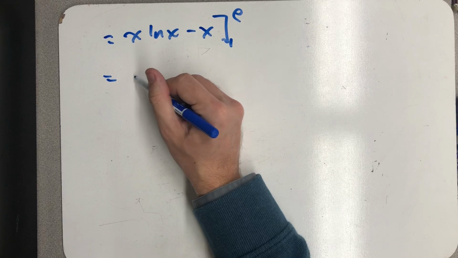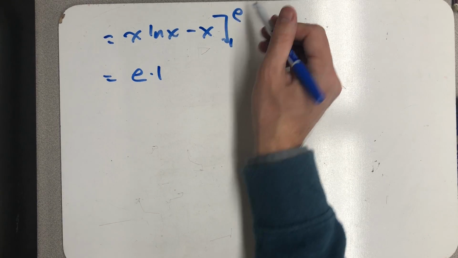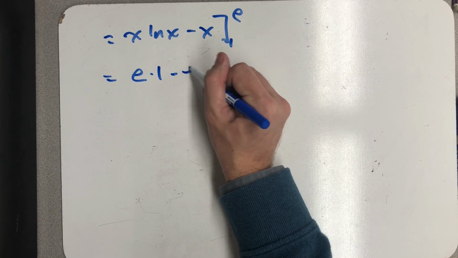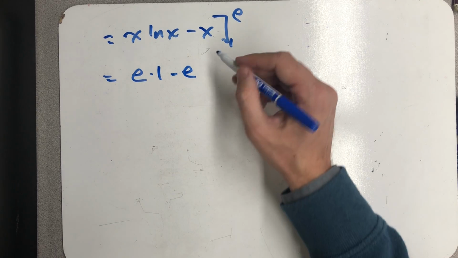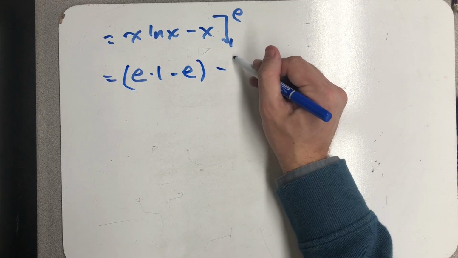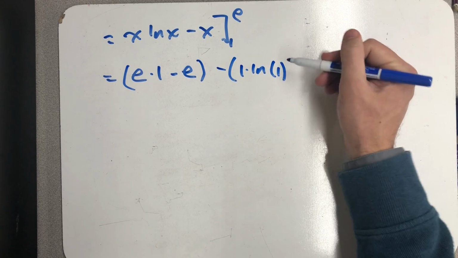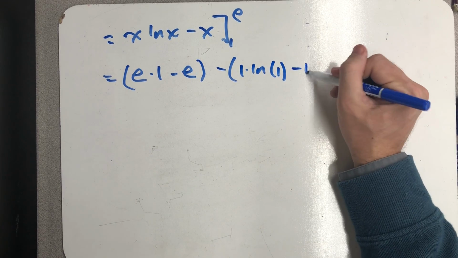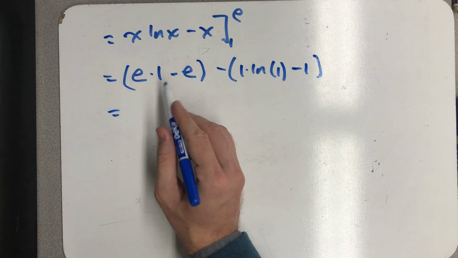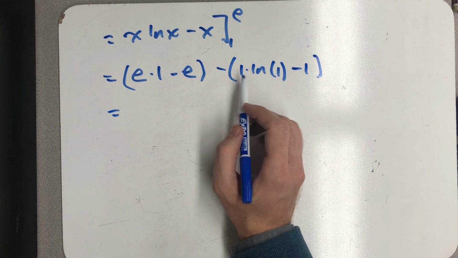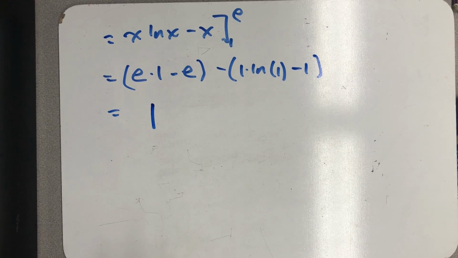So I have to plug in an e. So I have e times 1 minus e. Well, that's going to be easy to evaluate. Minus 1 times the natural log of 1, well, that's going to be easy to evaluate, minus 1. So that's 0. Minus 0 minus 1, we just get 1.